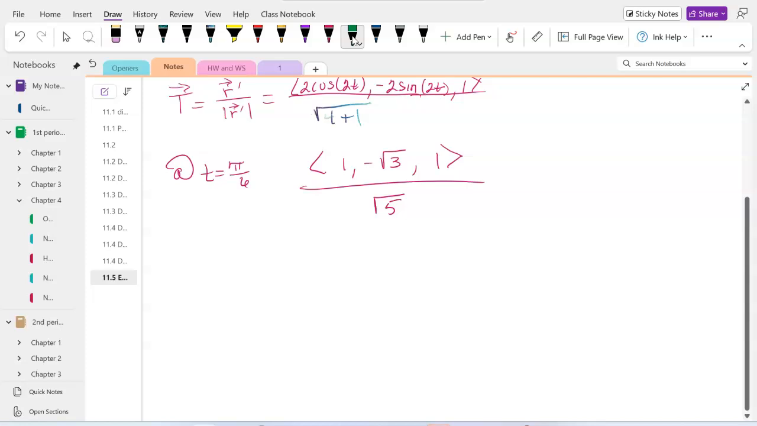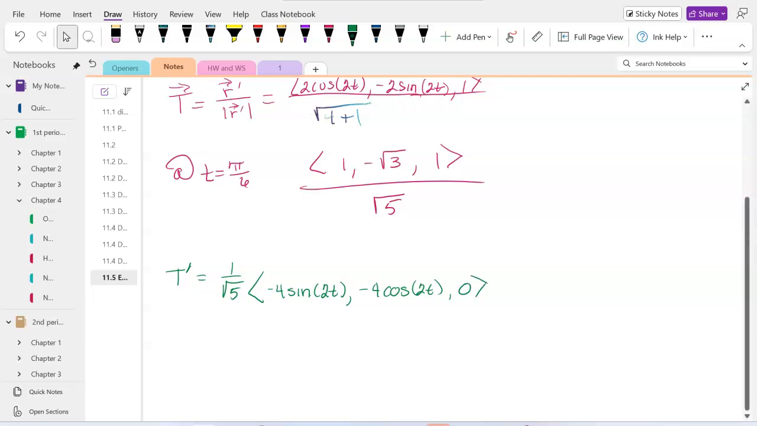the next thing we're going to do is find T prime. Obviously we want to find T prime, not T prime at pi over 6, or that's just 0. So we're just finding that defined for all t. So I'm going to pull out that 1 over root 5, and I have negative 4 sine 2t, negative 4 cosine 2t, comma 0.